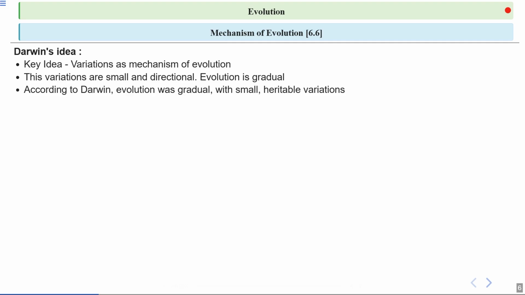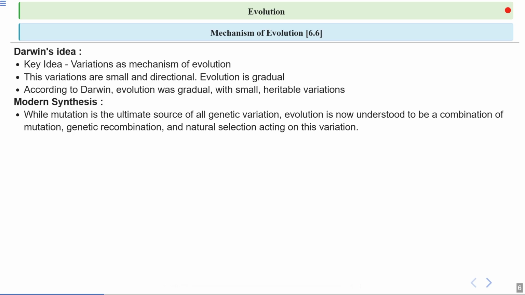So according to Darwin, evolution is gradual with small heritable variations. These variations are passed on to the next generation, and they keep on accumulating over generations.